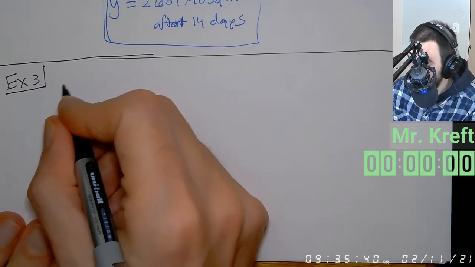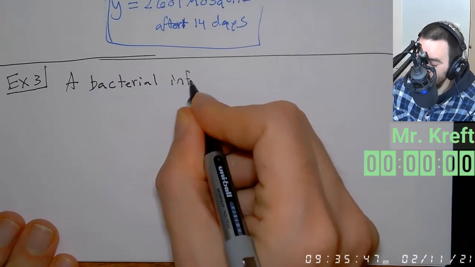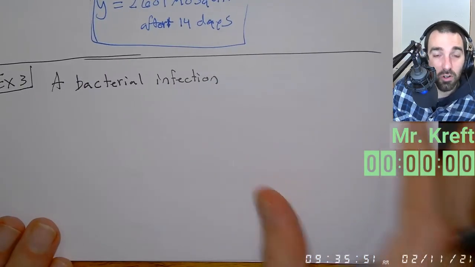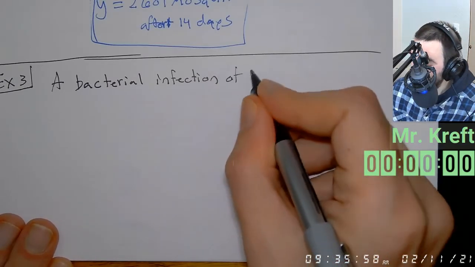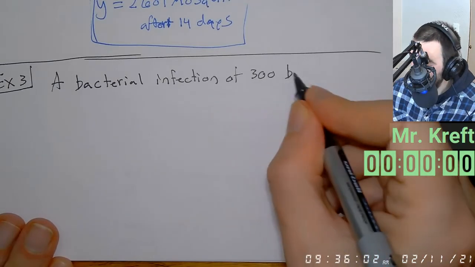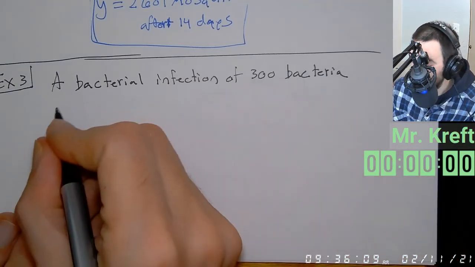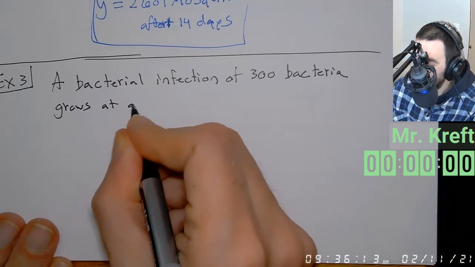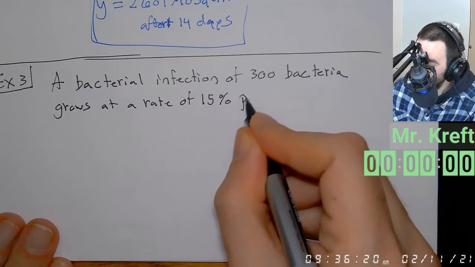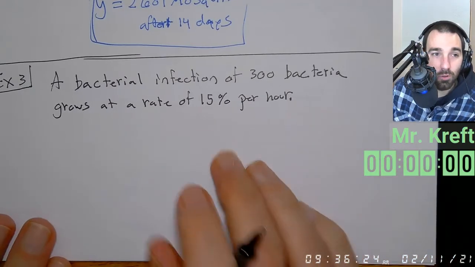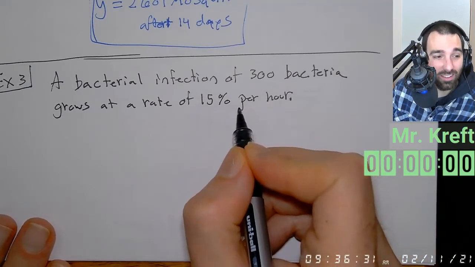Okay, let's say we have a bacterial infection. This is different than a viral infection. COVID is a virus. A bacterial infection is something that's growing. So a bacterial infection of 300 bacteria grows at a rate of 15% per hour. That's why if you ever get a cut, you need to get it cleaned right away, because the bacteria in your cut is growing really fast.